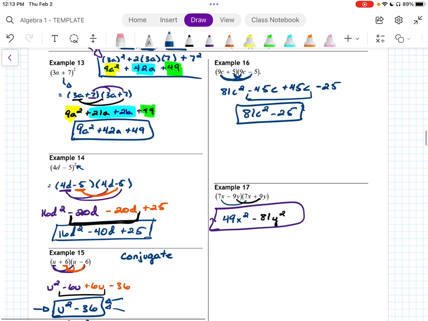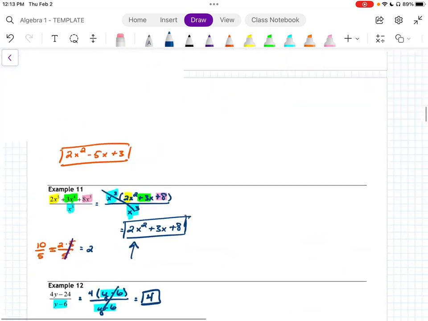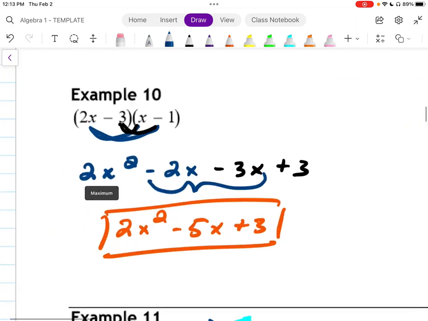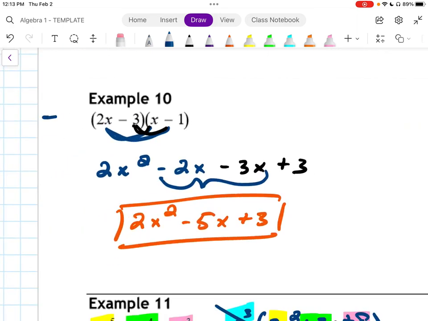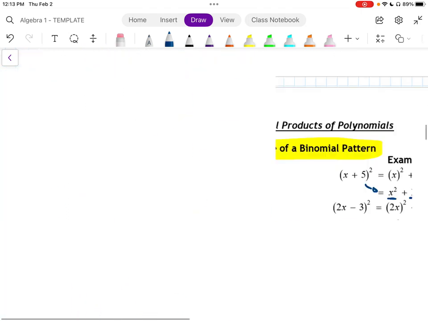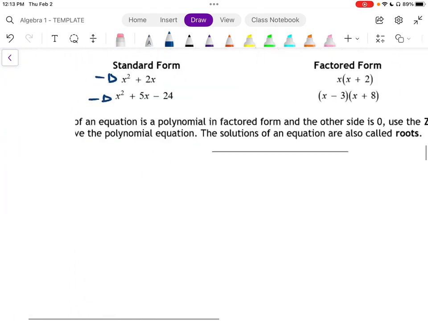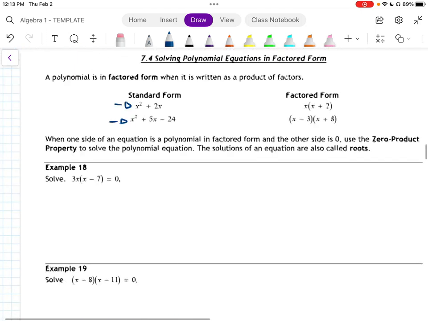So if you look up, let's look at example 10 here. This piece right here would be considered factored form, and this down here would be standard form. Okay, so there's a little bit of a difference there. Going back to where we're supposed to be.